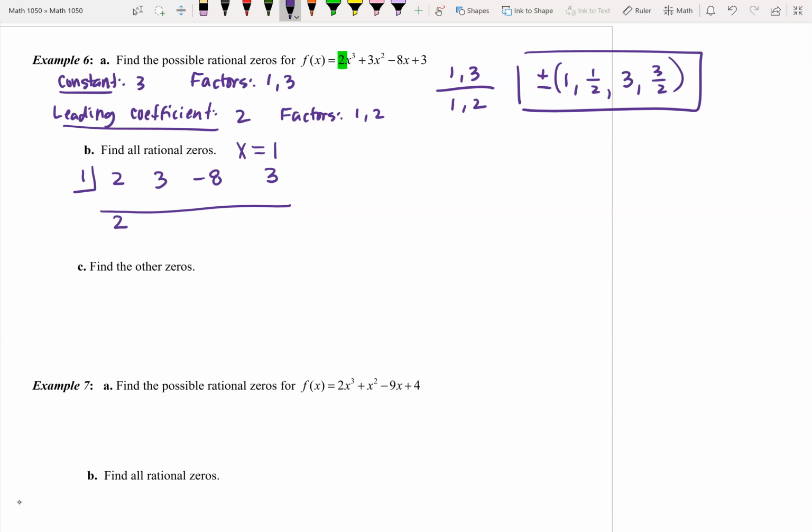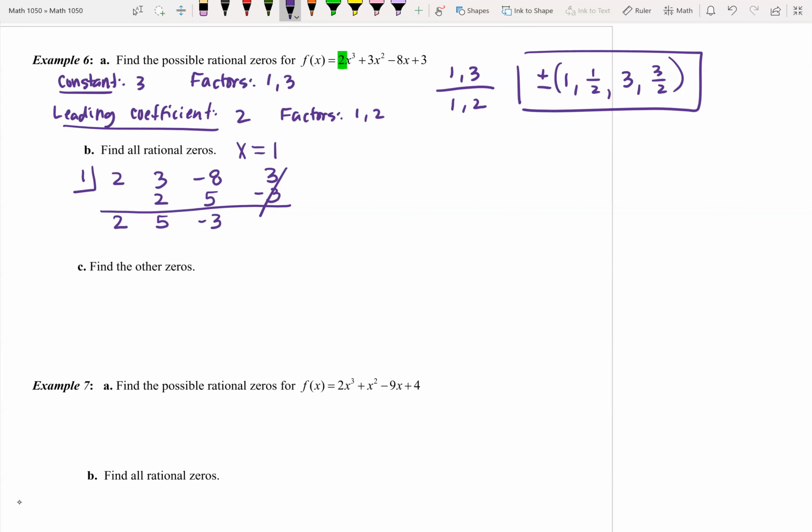The 2 comes straight down. 1 times 2 is 2. 3 plus 2 is 5. 5 times 1 is 5. -8 plus 5 is -3. Times 1 is -3. No remainder. I know I'm doing it right.